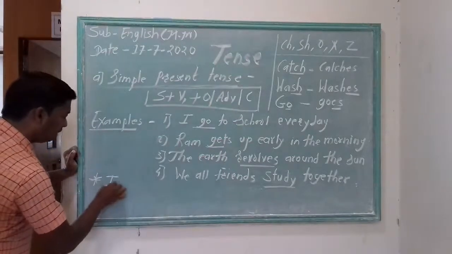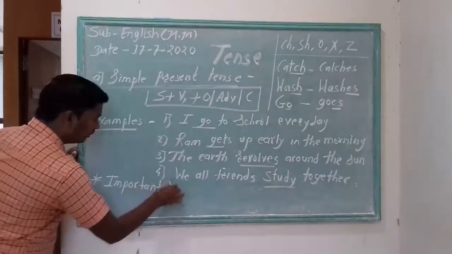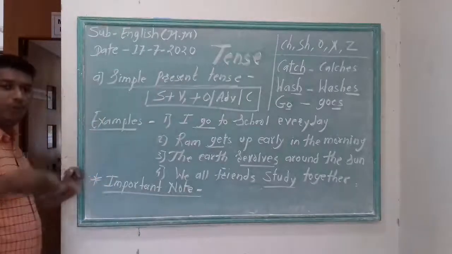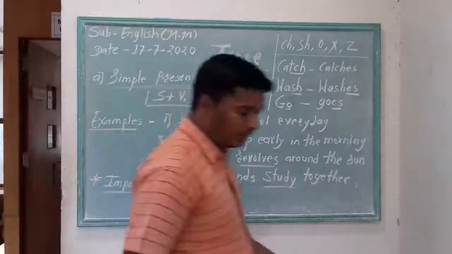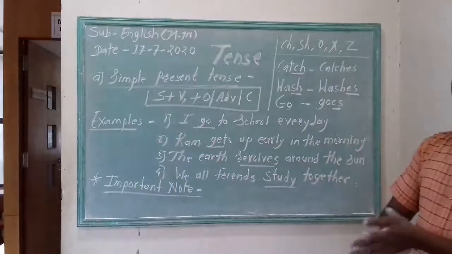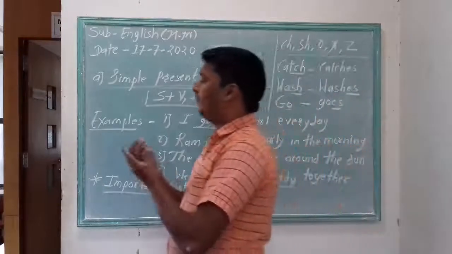Now, after these four examples, write down an important note by red pen. There are two notes I give regarding suffixes. Write important note by red pen. Take first note.